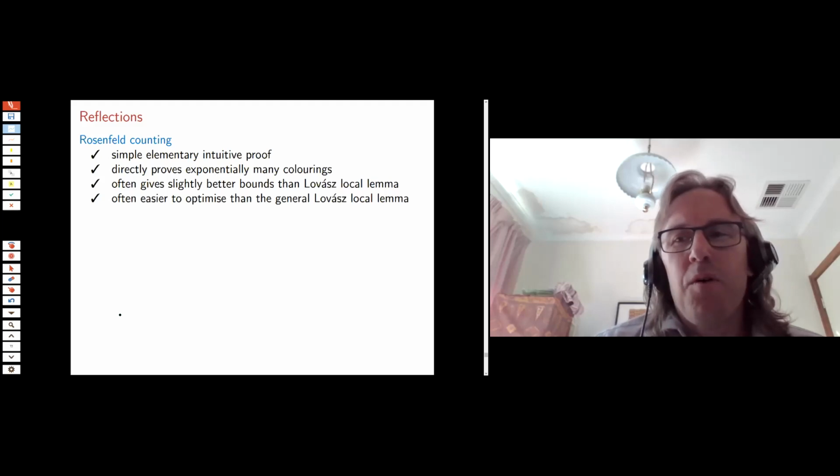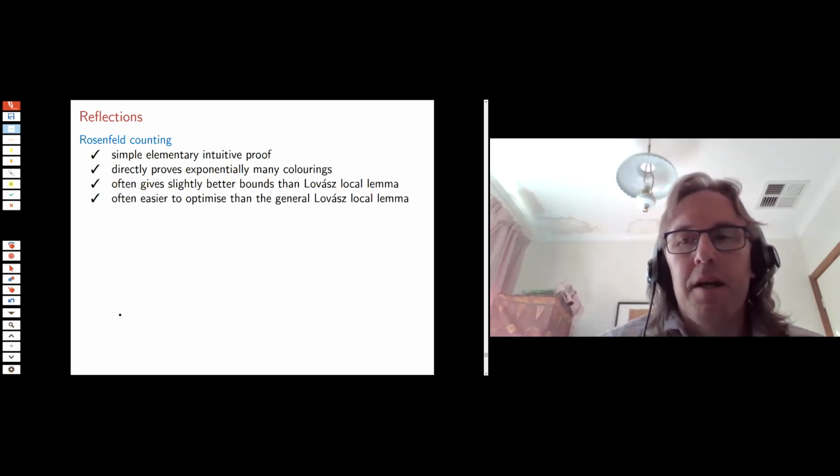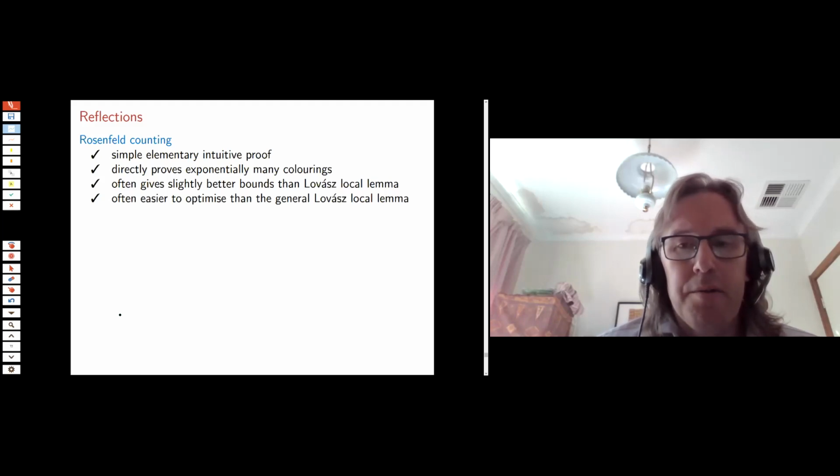As I said before, the local lemma and related topics, if you push them further, can also prove the existence of exponentially many colorings. Rosenfeld counting often gives slightly better bounds than the local lemma. And typically, I think it's fair to say that it's easier to optimize the Rosenfeld counting key equation, certainly compared to the general local lemma, which is a tricky beast to try and optimize. You have to pick these weights in the general local lemma, and it's far from obvious what to do.